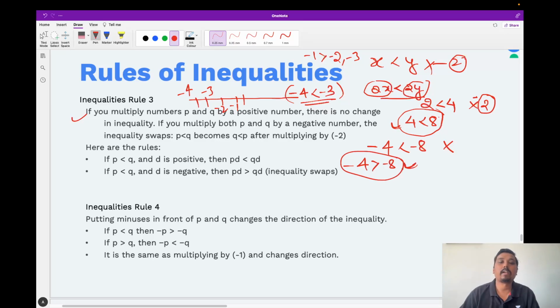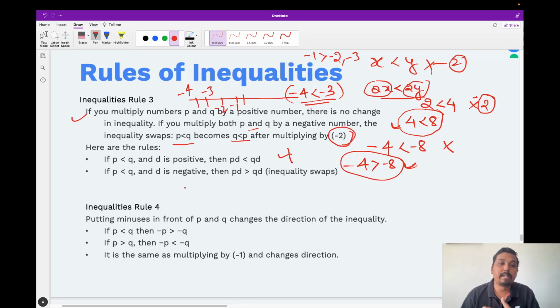This is your correct inequality. So here is the same rule. If you multiply both p and q by a negative number, the inequality swaps. p less than q becomes p greater than q after multiplying by minus 2. If you do it by a positive number, nothing happens.